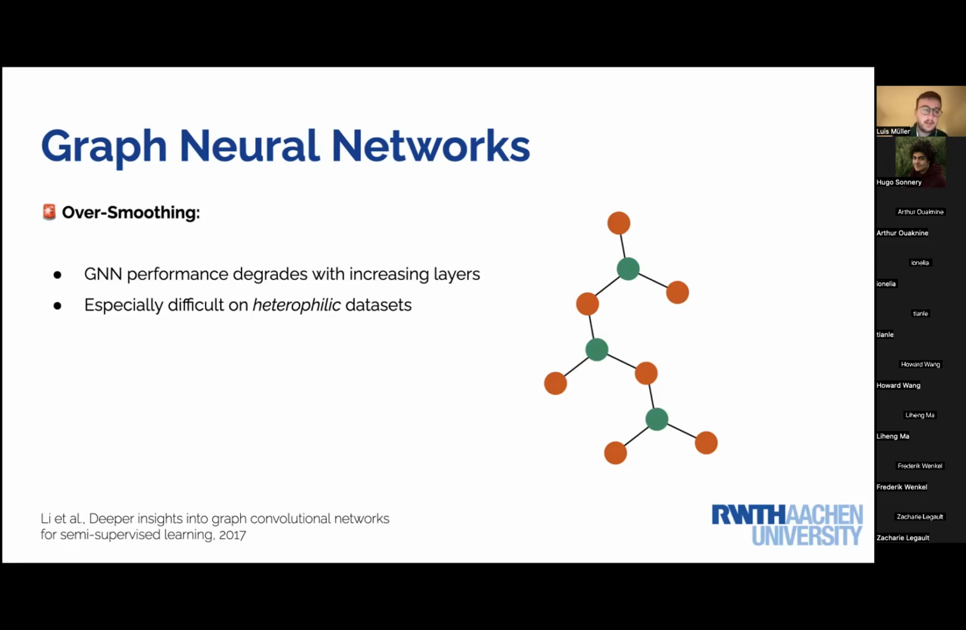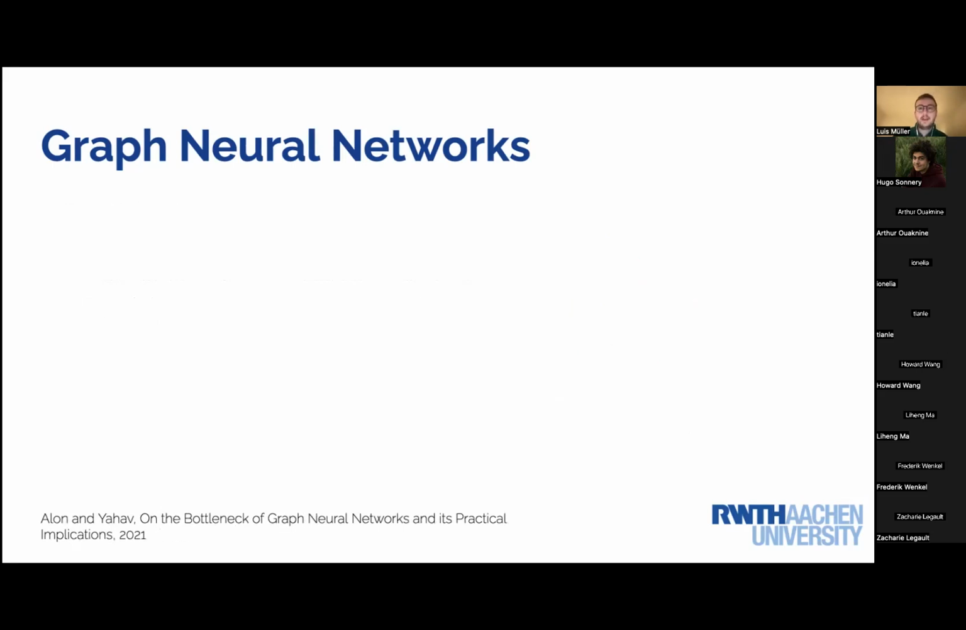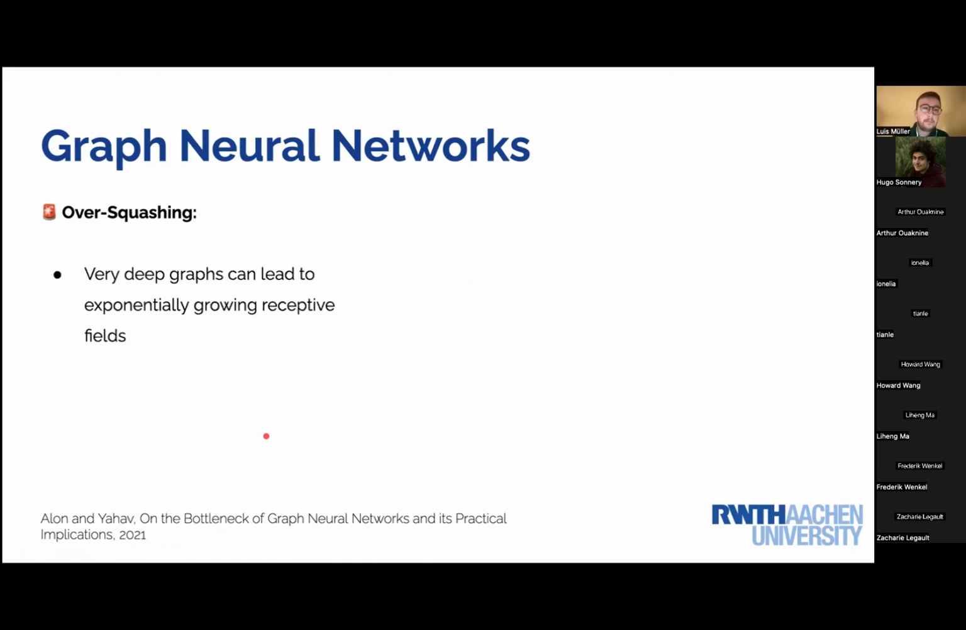So that's the first one, and the other one has a similar name, which is why they often appear in pairs in the literature. It's called the oversquashing problem. The oversquashing problem is, I wouldn't say complementary, but kind of the flip side of the coin. It was discovered in 2021, so quite recently actually, and it's related not to deep GNNs necessarily, but to deep graphs.